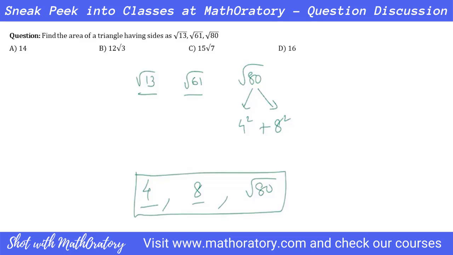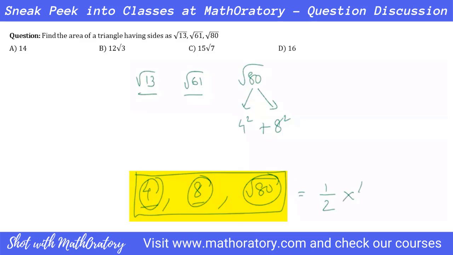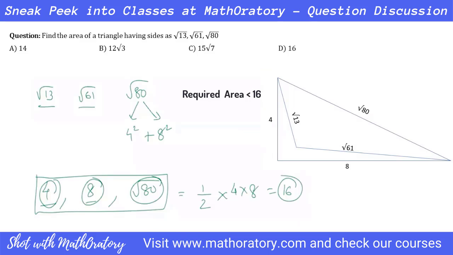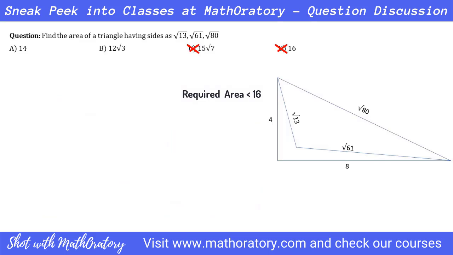But the other important part, the reason I said that 80 can be broken up into 4 square plus 8 square: if you have a triangle which has the sides as 4, 8 and root 80, because this satisfies Pythagoras, a square plus b square is equal to c square, this automatically means that this triangle will be a right angle triangle, having an area which is half into 4 into 8, which is 16. So our required area, whatever that is, has to be less than 16, right? Straight away, 16 and 15 root 7 are ruled out, right?